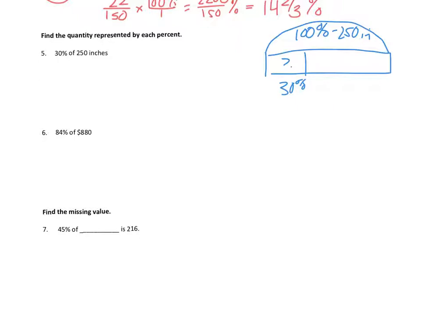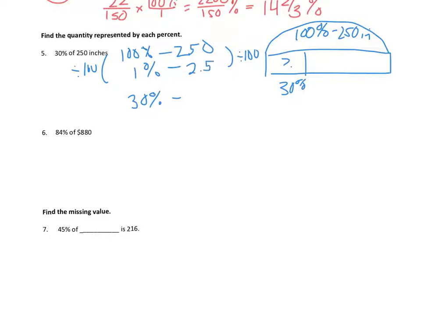If I know that 100% is 250, and I know that I'm trying to reach 30%, if I can find 1%, I can easily get to 30%. So if I divide this by 100 and divide this by 100, keeping the ratio the same, this becomes 2.5. And then if I want to get from 1 to 30, I multiply this by 30 and I multiply this by 30. I just type that in my calculator and it becomes 75. So it sounds like 75 inches makes up that 30%.